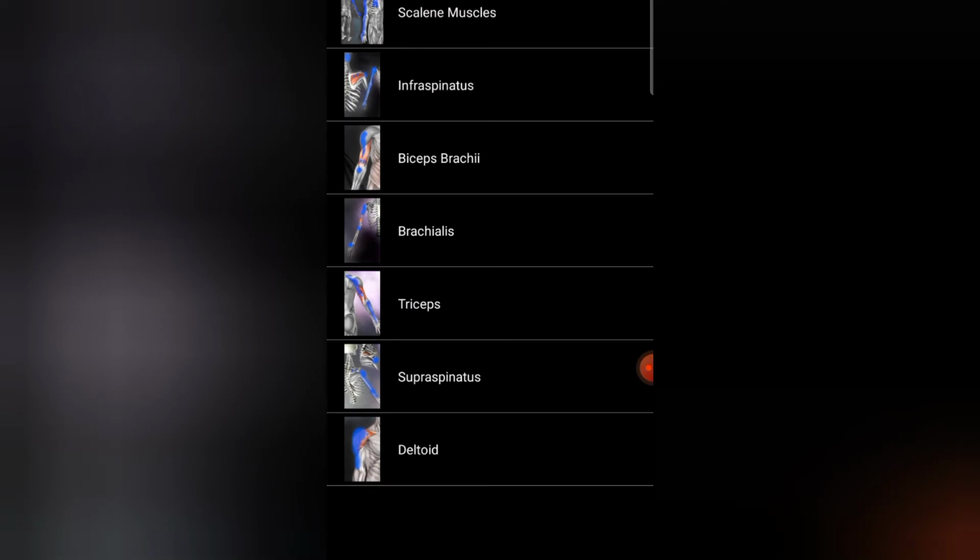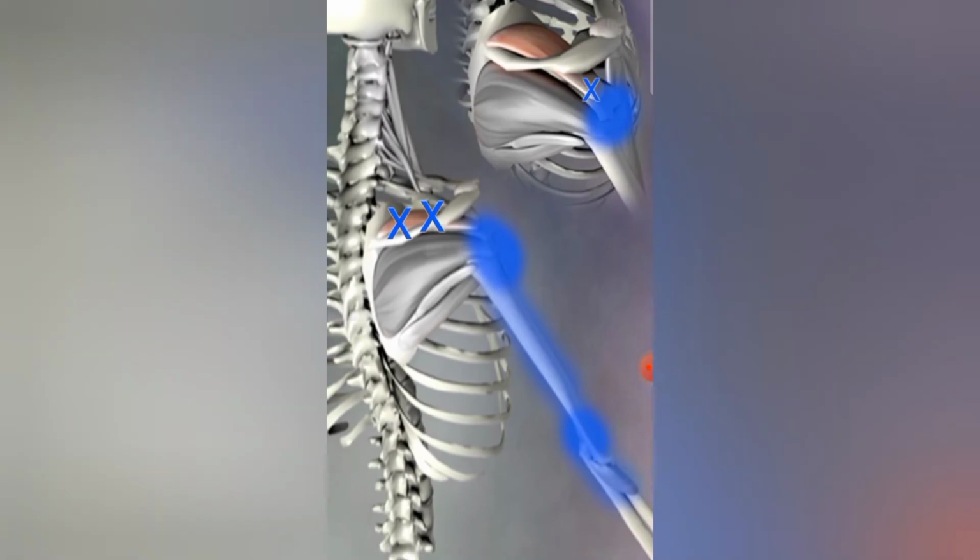Next muscle is the supraspinatus. This muscle's primary referral is a deep ache in the mid deltoid area with spillover down the arm into the elbow.